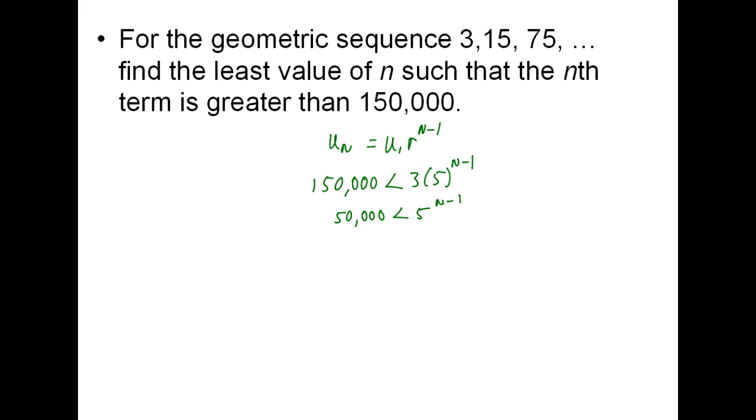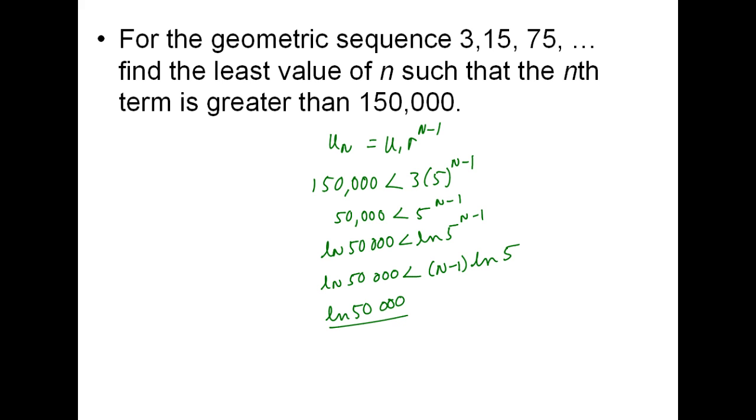Remember, we can use log or natural log. I'm going to use natural log of 50,000 is less than the natural log of 5 to the n minus 1. Following our rules of logarithms, n minus 1 times the natural log of 5 is the same as the natural log of 5 raised to the n minus 1. So now I can take that natural log of 50,000 and divide it by the natural log of 5. That will be less than n minus 1.